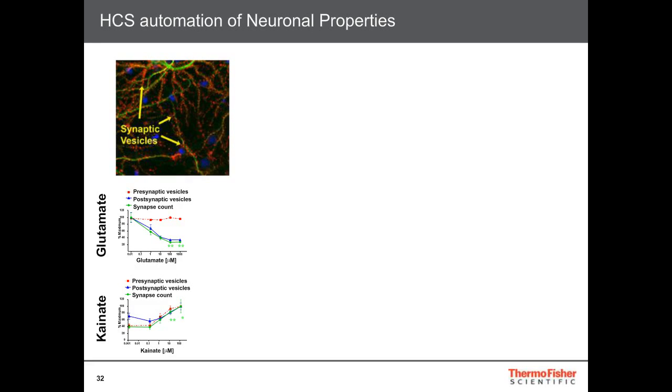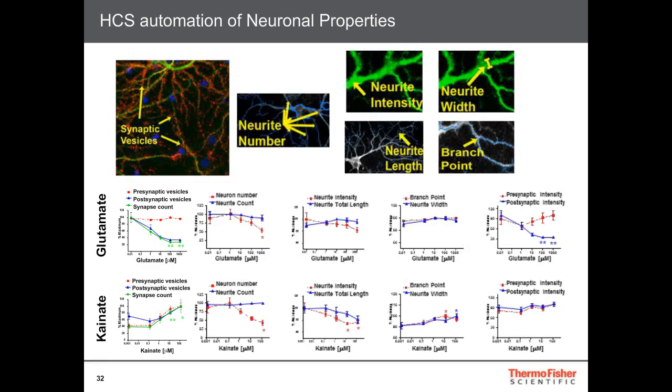Here we're just looking at the number of pre- and postsynaptic vesicles, and from that reading out the number of synapses. But we can also look at other properties of these neurons that may correlate with the compound treatment. We can look at the number of neurons and neurites. We can look at the intensity of staining, their total length. We can do branch point analysis, neurite width. So there are a lot of different aspects of neuronal biology that come through automatically and can then be mined.